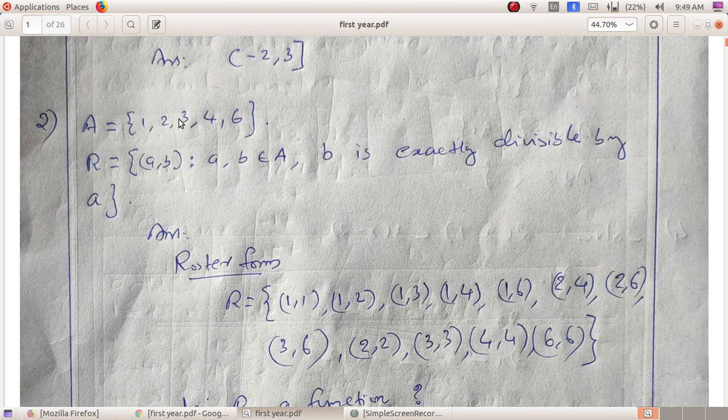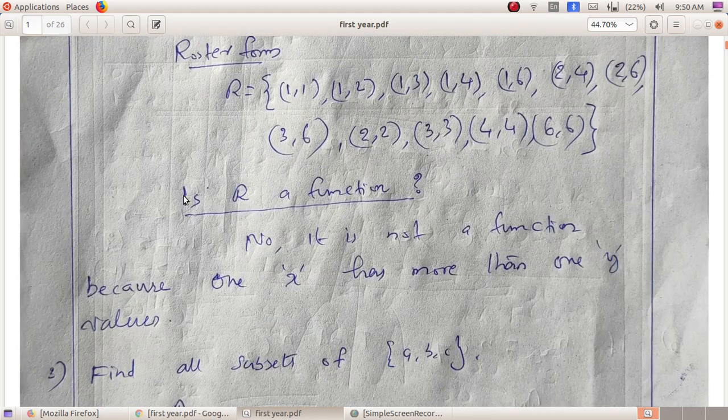In A cross A, we can see 2,3, but 2,3 is not included here because 3 is not divisible by 2. That is 3 by 2 means 1.5, which is not included in this form. So that is why 2,3 is not included. Similarly, 3,4 is also not included because 4 is not divisible by 3. So only such pairs A, B where B is exactly divisible by A are these points. Also 6,6, since 6 is divisible by 6.